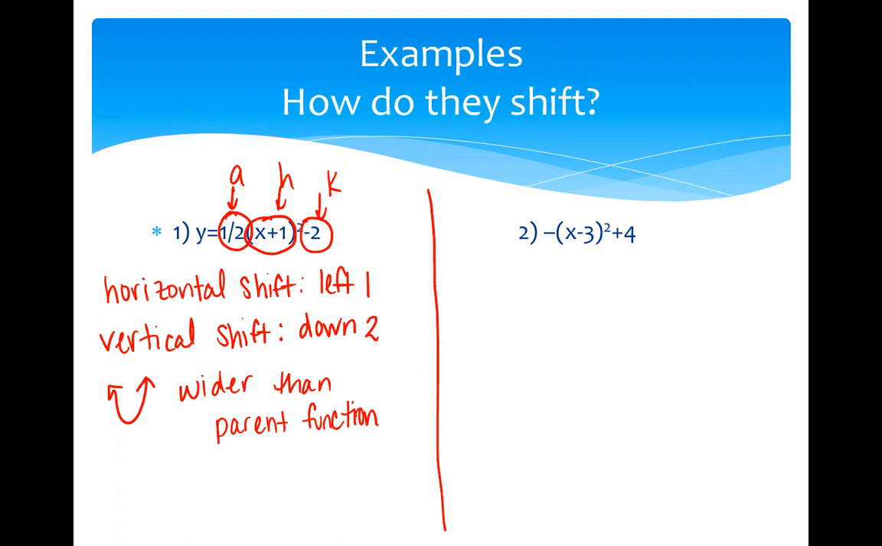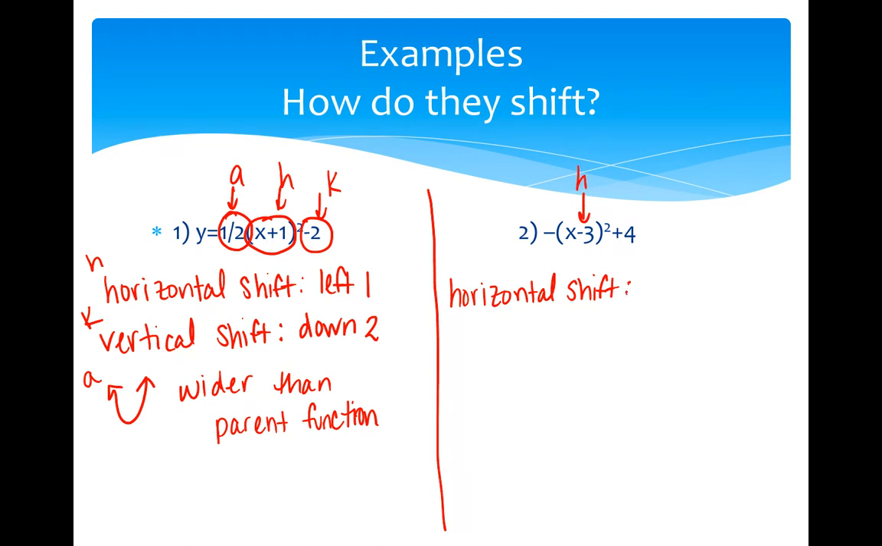So again, the horizontal shift is given by H, the vertical shift is given by K, information about up or down and wider or more narrow is given by A. So we're going to take a look at the same thing over here. We'll start with the horizontal shift. That's given to us by H, which is inside the parentheses.